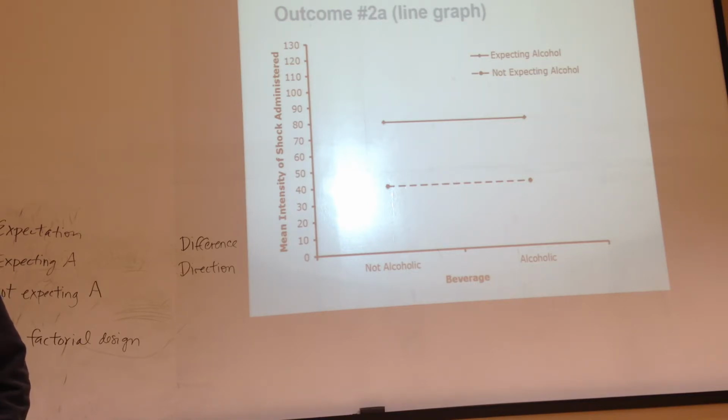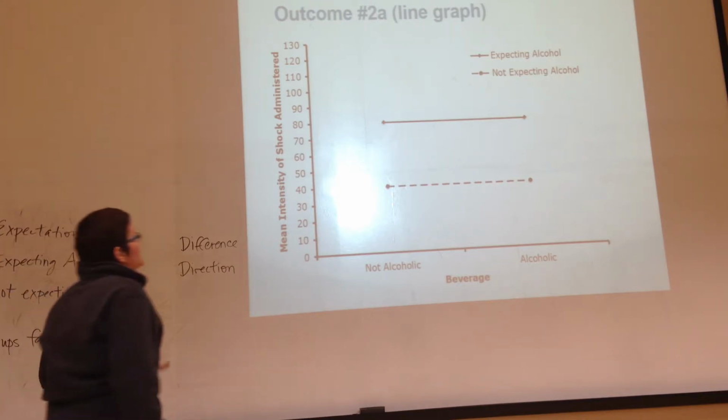And to the extent that the slope is not 0, I've probably got a significant main effect. So what's the slope look like of these lines? 0. It's looking pretty 0. Yeah. So do I have a main effect of beverage? No, it makes absolutely no difference whether people got alcohol or didn't get alcohol. They shock the exact same amount.